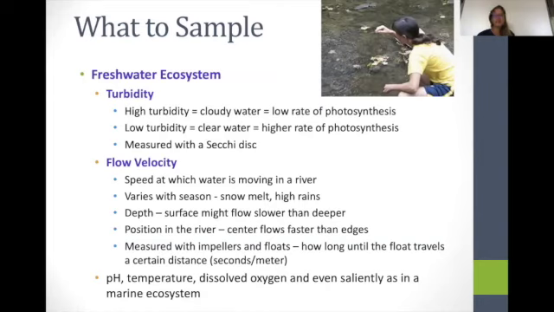Flow velocity is the speed at which the water is moving, and it's going to vary with season. Obviously, after a rain, you're going to have more velocity in your river. It's going to differ with depth, so surface might flow slower than deeper currents. Your position in the river, the center flows faster than the edges. It's measured by an impeller and a float.